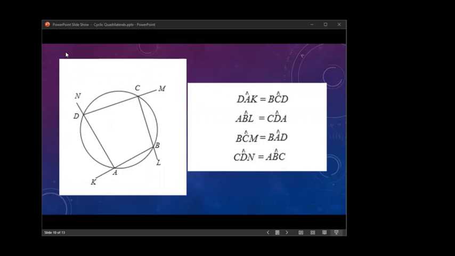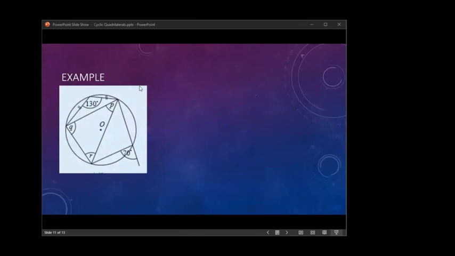Right. So I hope you got that now. So we can use this theorem to solve some examples. Here we have an example. We are asked to find P, Q, and R. Here you can see two cyclic quadrilaterals. This one is a cyclic quadrilateral, and this one is also a cyclic quadrilateral.